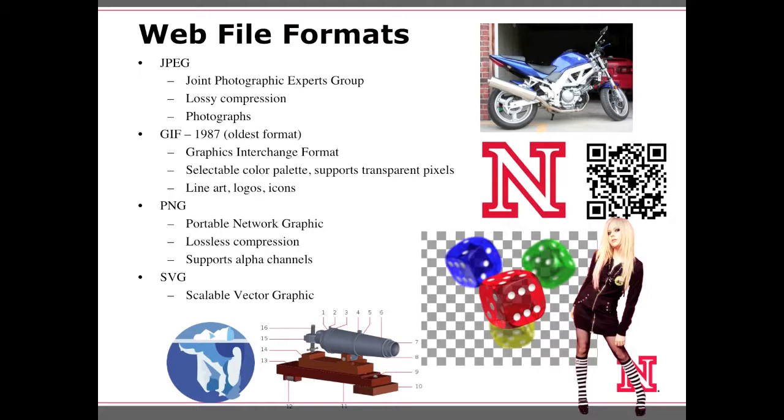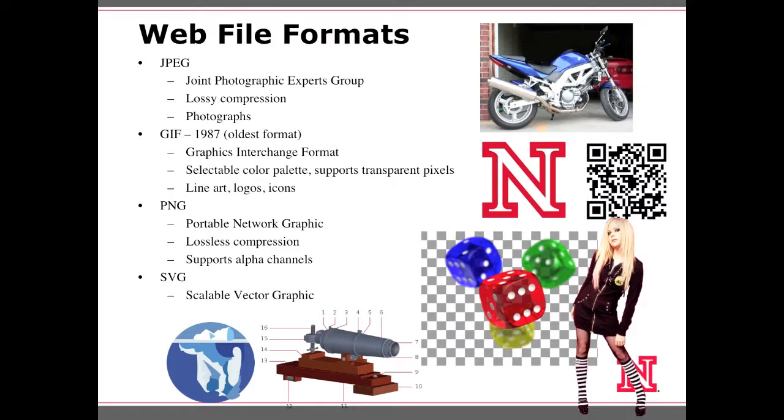So JPEGs are most commonly used for photographs on the web. Anything that's a picture or anything that's really got detail, that doesn't have solid lines like a logo. And speaking of logos, GIF, or some people call it GIF, the oldest web file format, stands for Graphics Interchange Format.